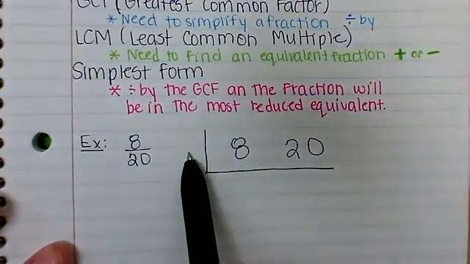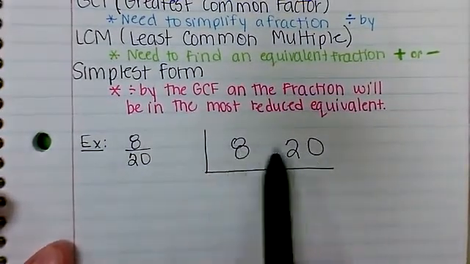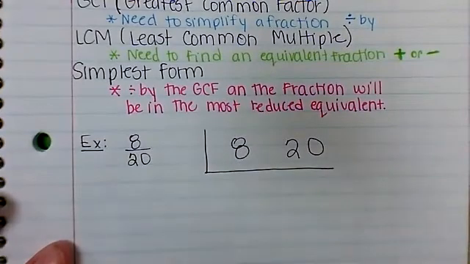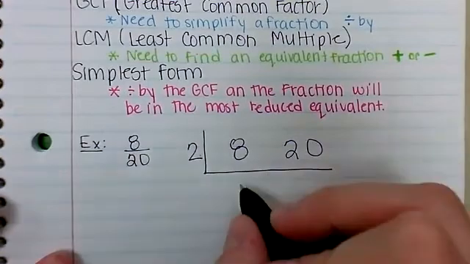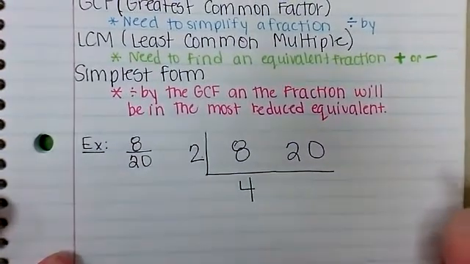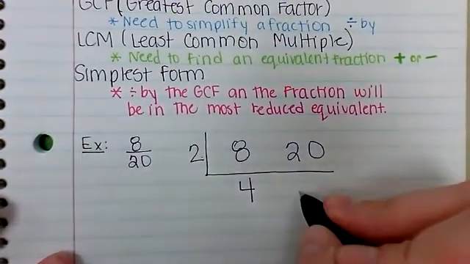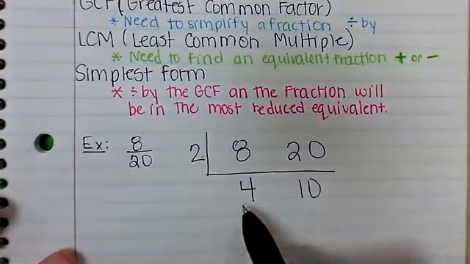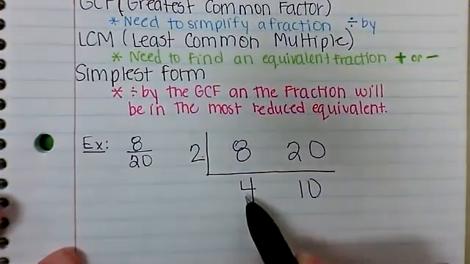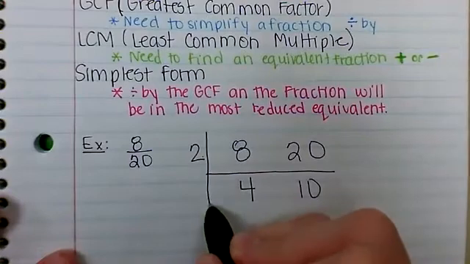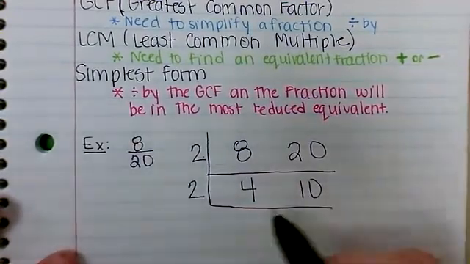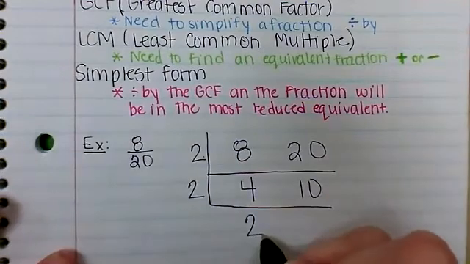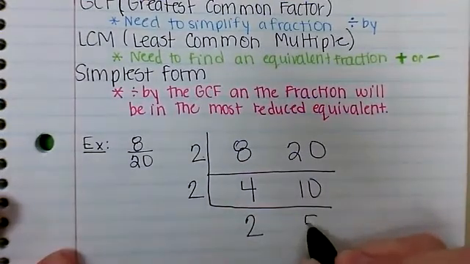So what number can you divide into both 8 and 20? Well, that's simple, 2. So 8 divided by 2 is 4. 20 divided by 2 is 10. What number can go into 10 and 4? Well, that's easy, 2. 4 divided by 2 is 2. 10 divided by 2 is 5.